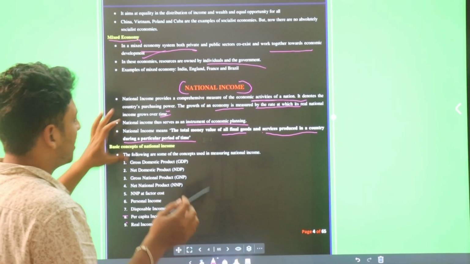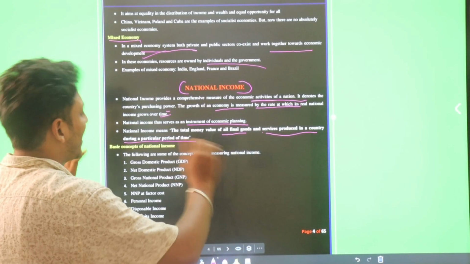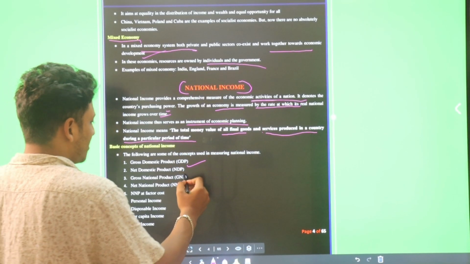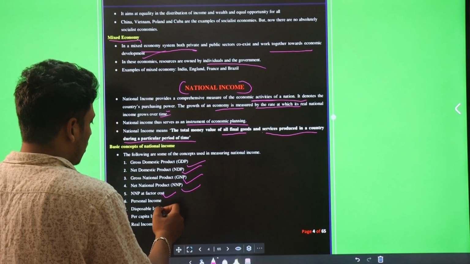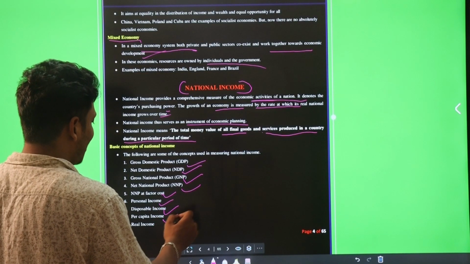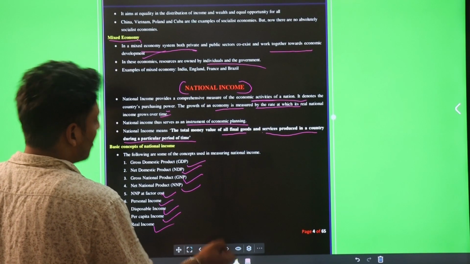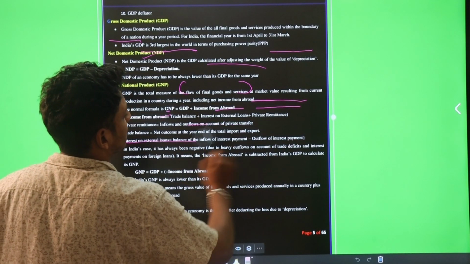Now, the concepts which come under national income are GDP, NDP, GNP, NNP, factor cost, personal income, disposable income, per capita income, and real income. Now we will learn what GDP is.